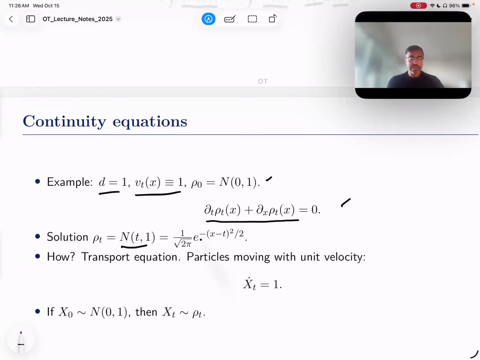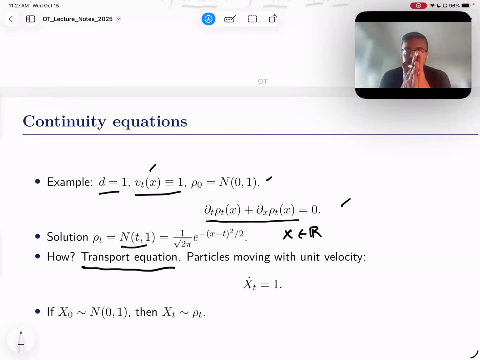And this is just a density of the form e to the power minus (x minus t) squared over 2, where x is in the real line. But more importantly, the question is, how do I come up with the solution? How did I look into this and come up with the solution? And that's where the important lesson of this class is. If you are somewhat familiar with PDEs, you'll recognize that this PDE is nothing but the transport equation. There's a reason why we call these velocities.